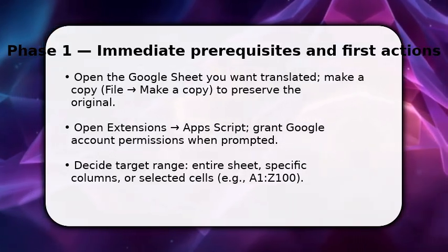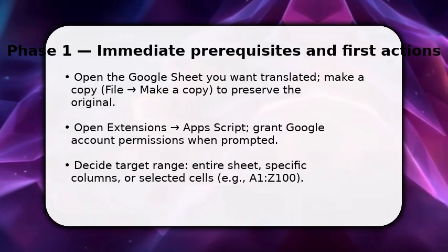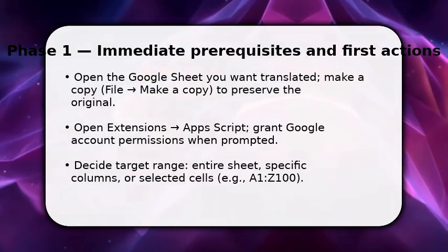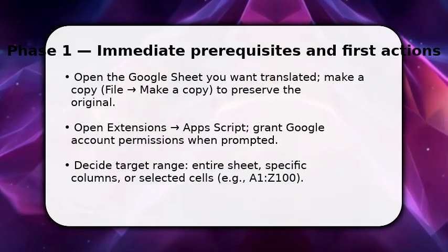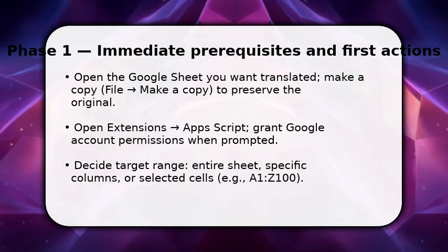You need permission to run scripts. Grant authorization when prompted. This is the first actionable step because manual formulas are slow and incomplete. Using Apps Script is the only reliable way to translate mixed content into English programmatically.